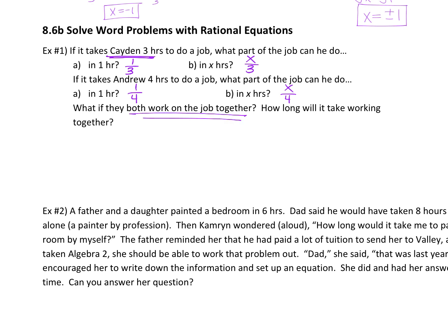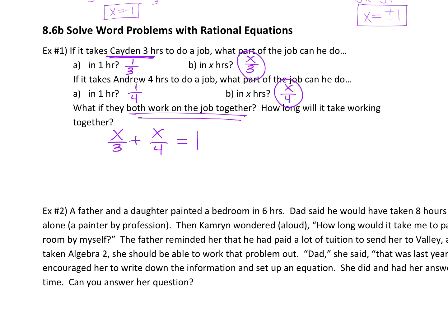Okay, so here's the question. If they both work on the same job, how long will it take working together? Here's what you do. You take their unknown amount, right? X over 3 plus X over 4, and you set that equal to a complete job. What is a number of completion in math? 100% of the job, the number 1, okay?